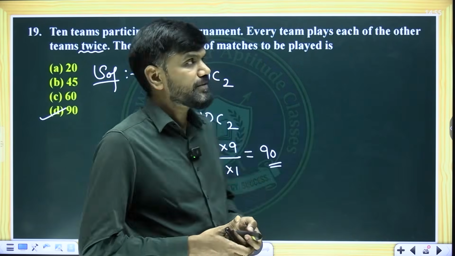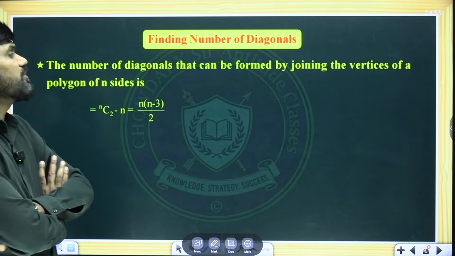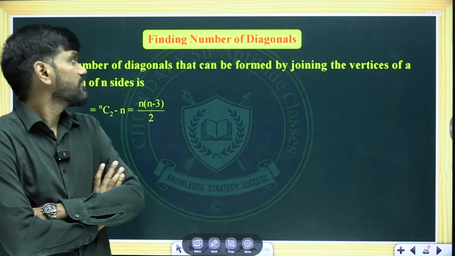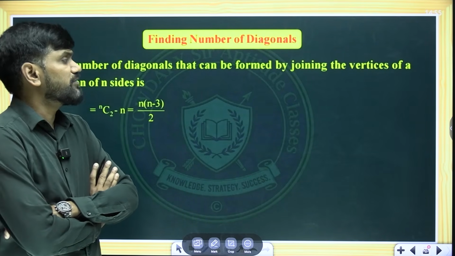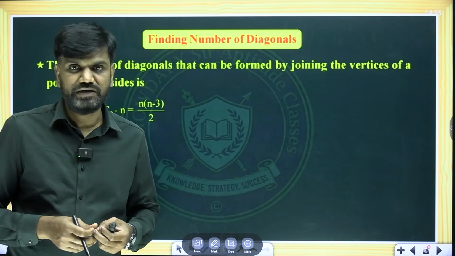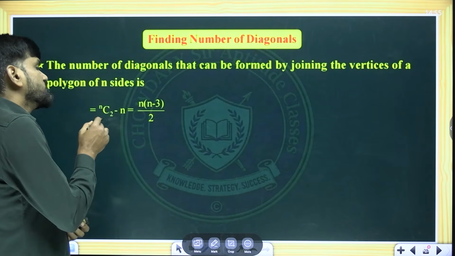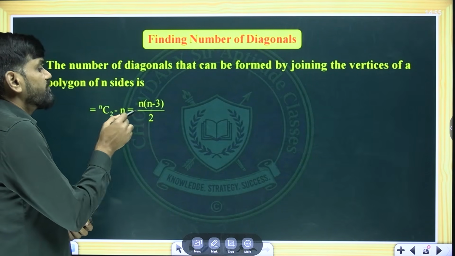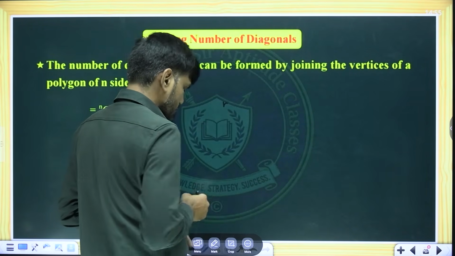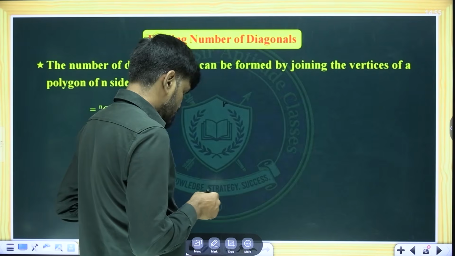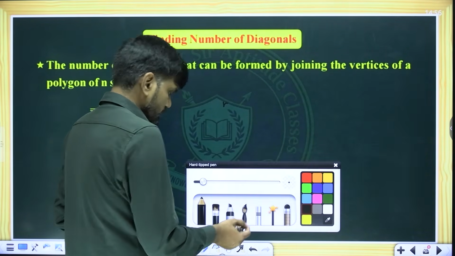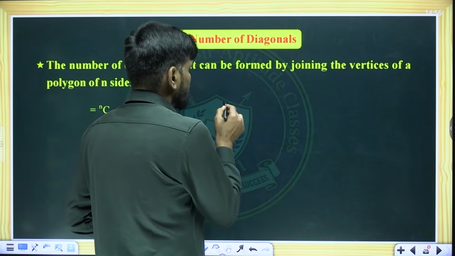Next concept. Finding the number of diagonals in any polygon with n sides. The number of diagonals that can be found by joining the vertices of a polygon of n sides is nC2 minus n. That nC2 minus n, when you expand and simplify, you will get this formula n into n minus 3 by 2. nC2 is nothing but, as we know, n into n minus 1 by 2.